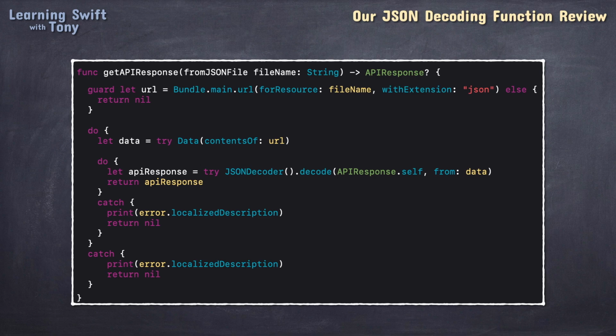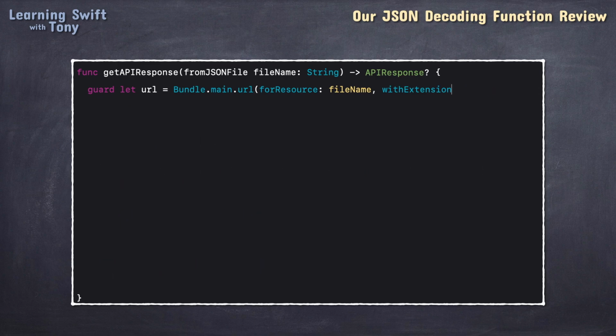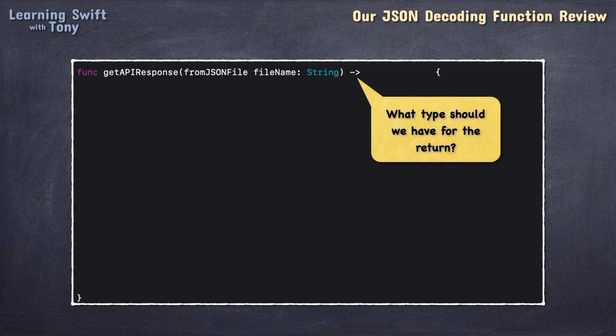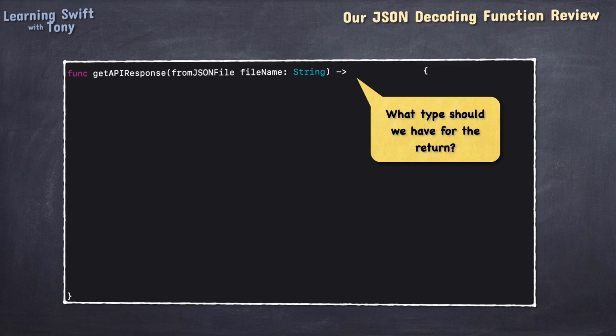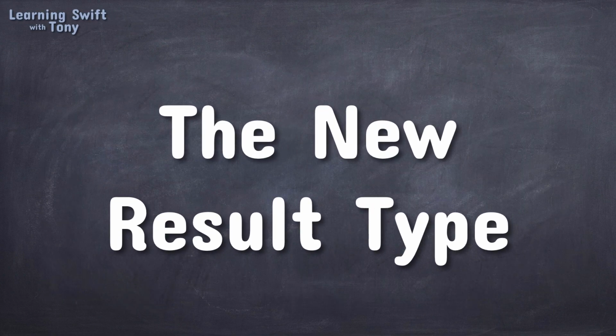First of all, we will delete this entire code and we will rethink the return type for the function. Clearly, it should not be just an optional type anymore, because it does not convey enough information about possible failures. But what data type should we return instead? To answer that, let's take a look at a new data type in Swift 5 called Result.